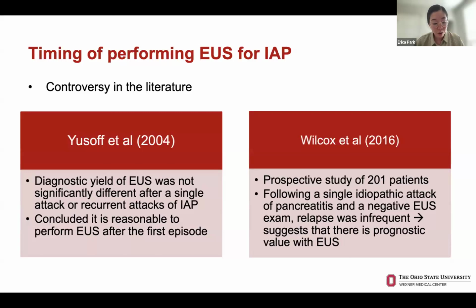There was another study in 2016 that I thought was interesting. It was a prospective study of 201 patients. And the authors did find that following a single idiopathic attack of acute pancreatitis, if the patient had a negative EUS exam, they noted that the relapse rate was very infrequent in these patients, which suggests a potential prognostic value with EUS as well.